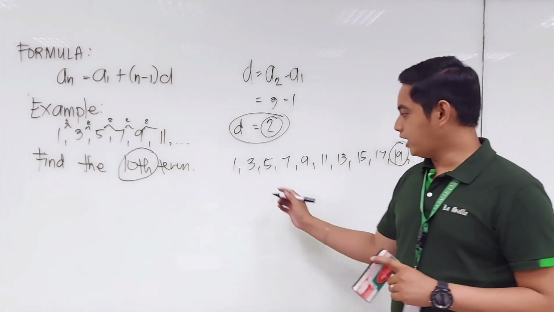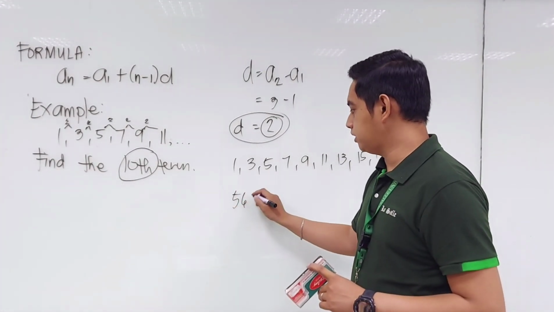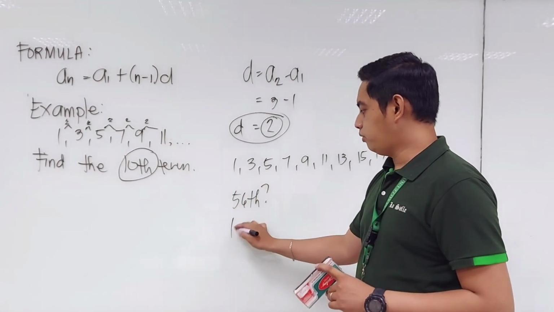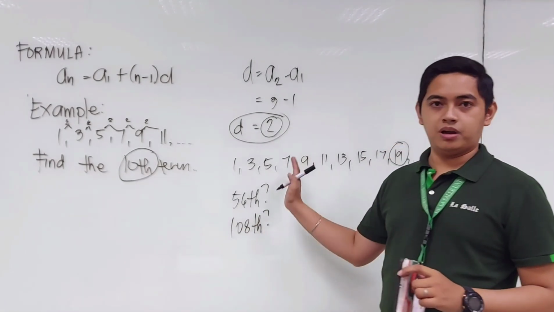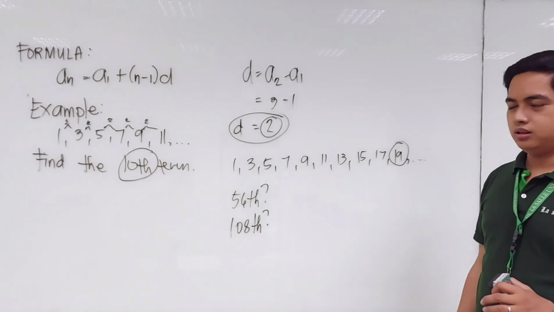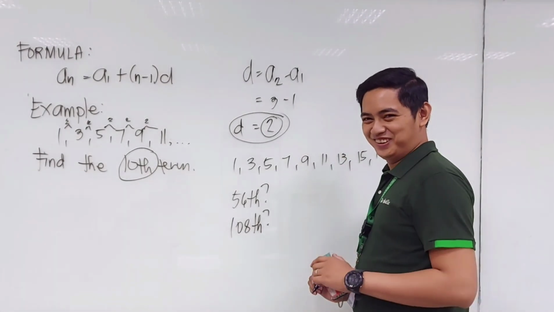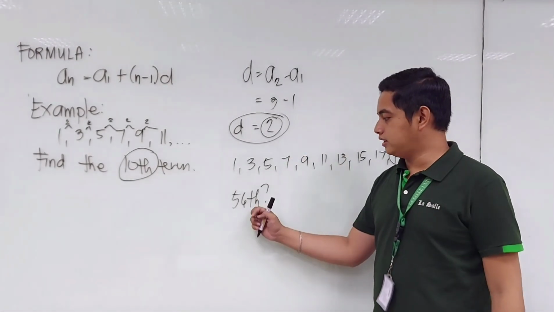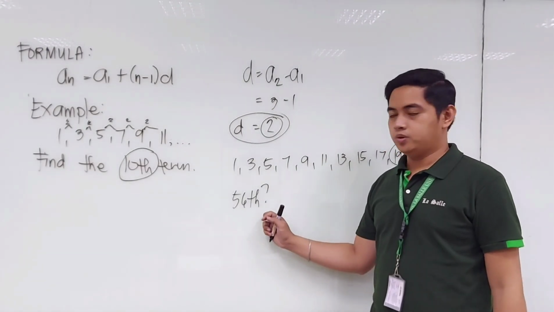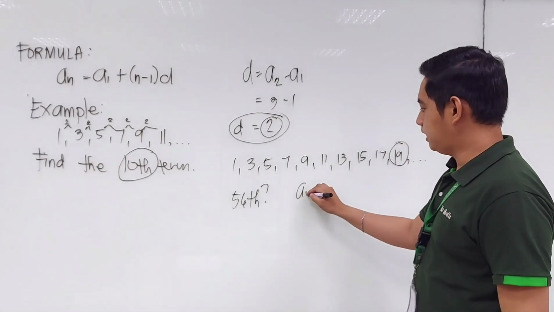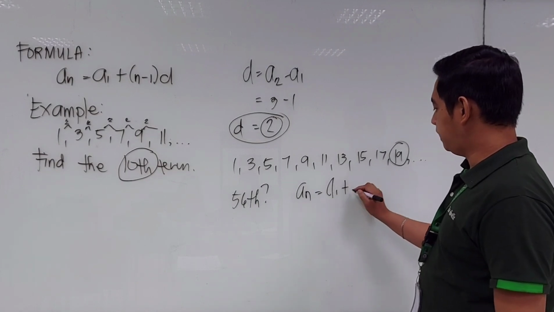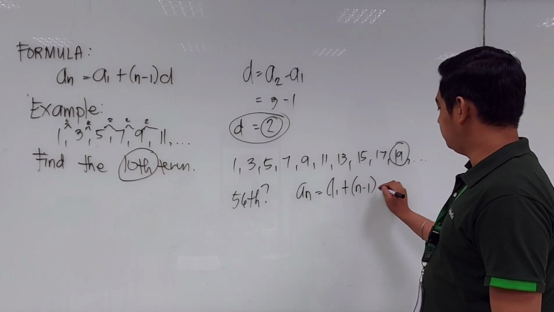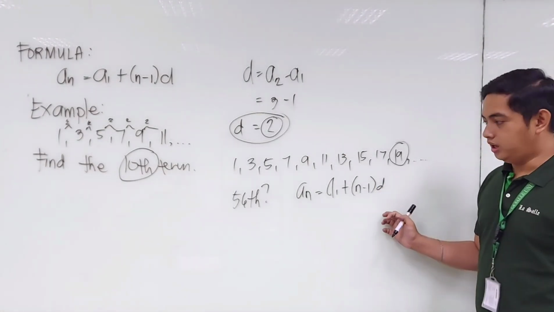But what if we are asked to find the 56th term or the 108th term? Can we do it manually? Of course not. So we will try to find the 56th term using this formula: a sub n is equal to a sub 1 plus n minus 1 multiplied by d.